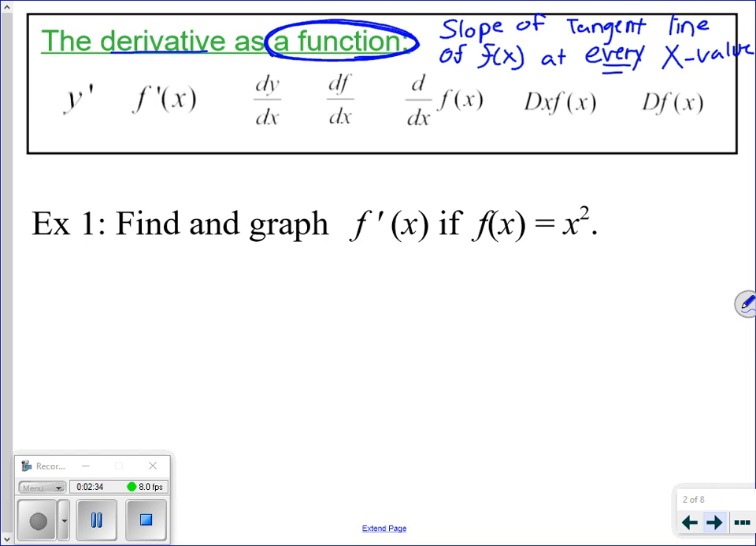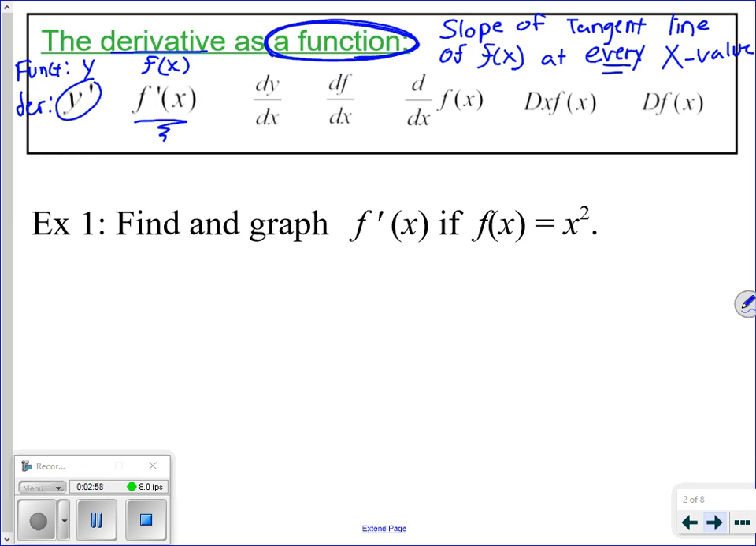And here's the notation that we use. If my function was y, then the derivative would be what we say y prime. That's the notation that we'd use. Or if we decided to say f of x as our function, then this is how we would write the derivative. We would say f prime of x.